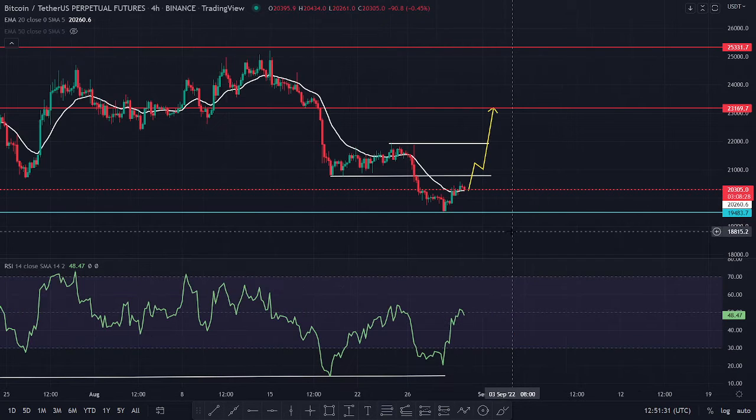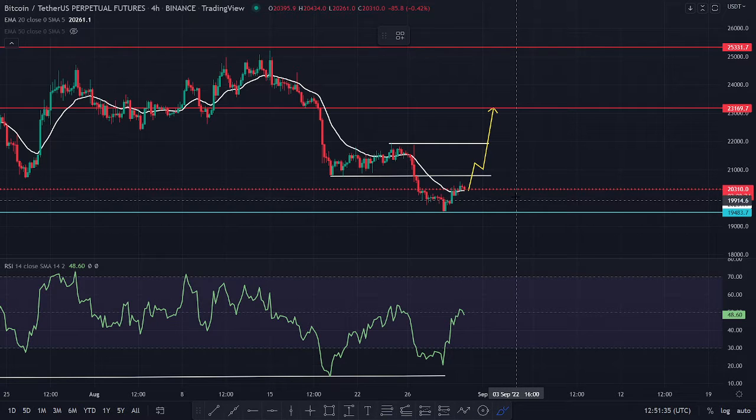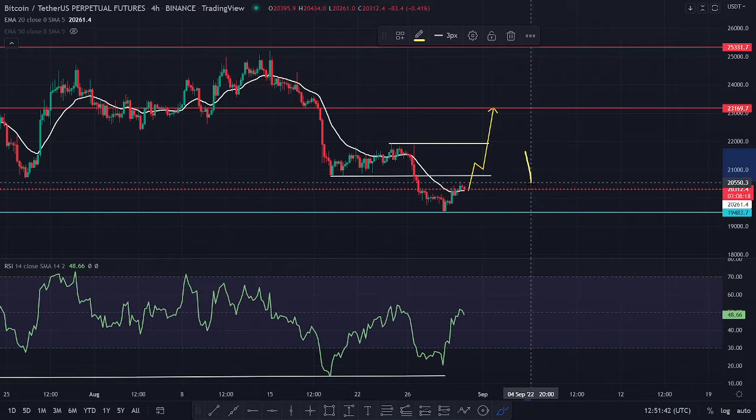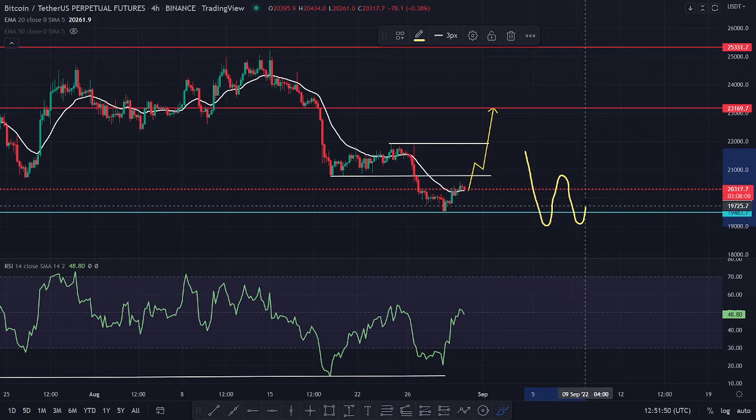If Bitcoin were to change its trend, it would look something like a double bottom. So what is a double bottom? A double bottom is something like this: a nice downtrend, and the market creates a nice first bottom here, and it has a short-term retracement, and the market will be creating another bottom equal to the first bottom.